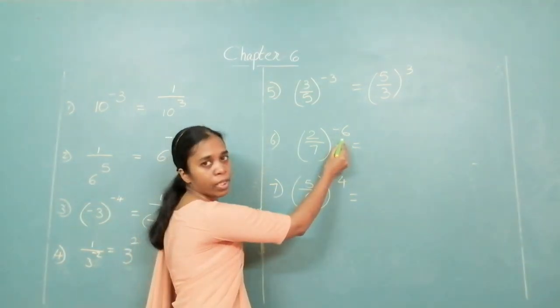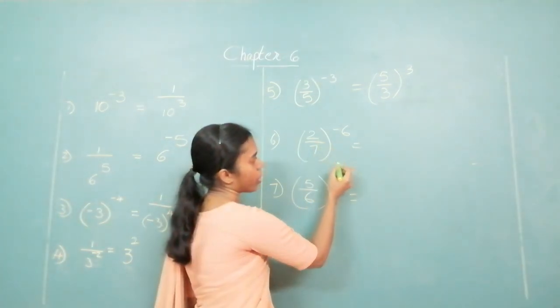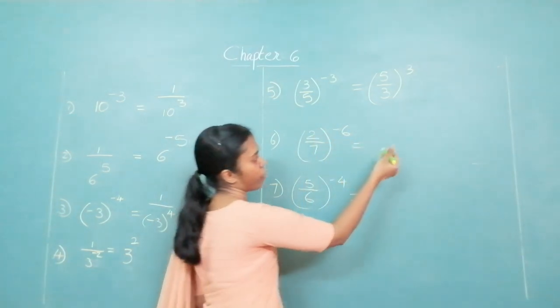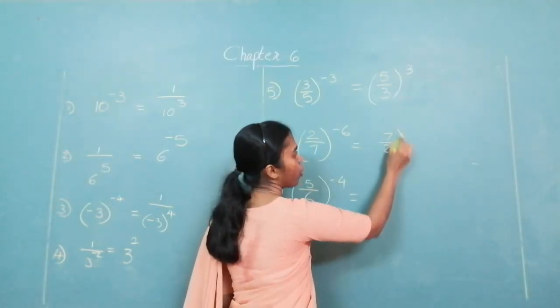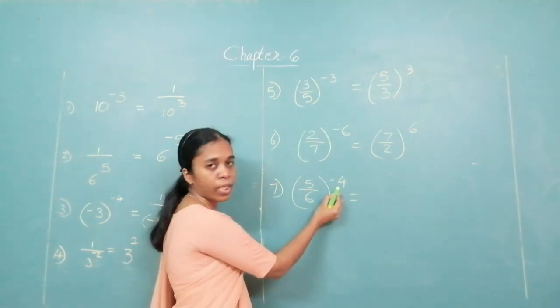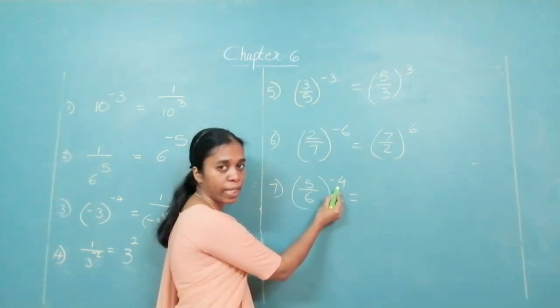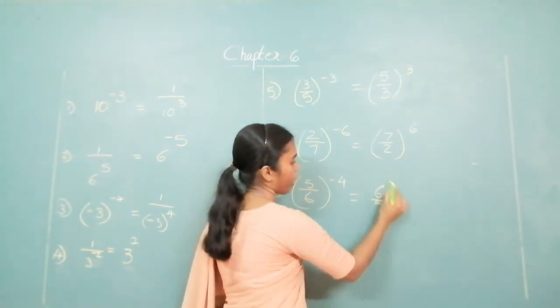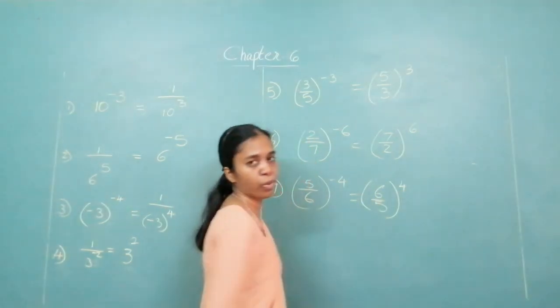You can see the index is a negative number. So what should I do here to make the index a positive number? Write the reciprocal of it. That is 7 upon 2 raised to 6. Look here, the index is a negative number. How do I write the index as a positive number? Write the reciprocal. 6 upon 5 raised to 4.